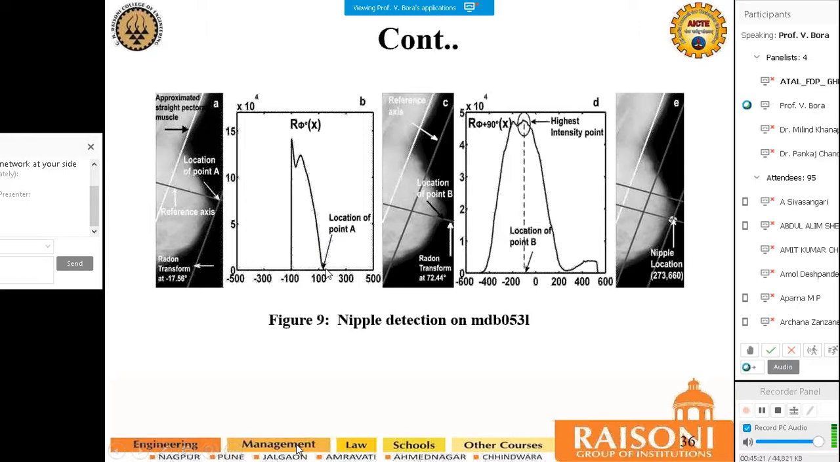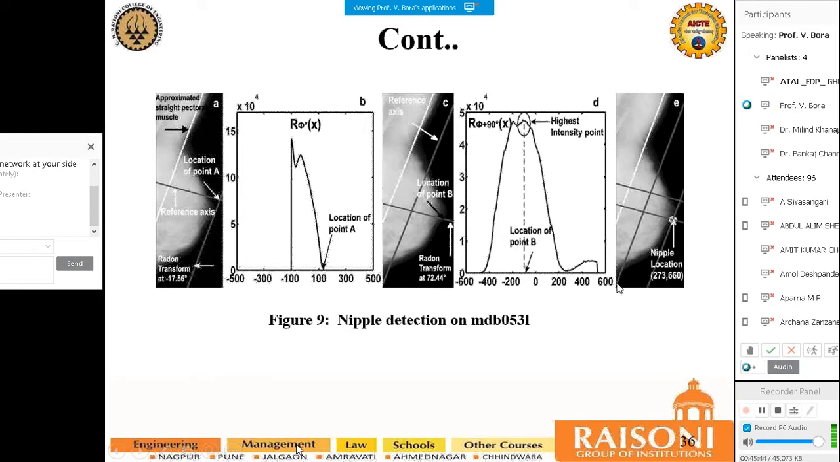And then at 5 plus 90 degrees, this radon transform was taken. This was the radon plot. And here the maximum highest intensity point was calculated, which indicates the location of point B. And then the two lines joining point A and point B give us the location of the reference point.